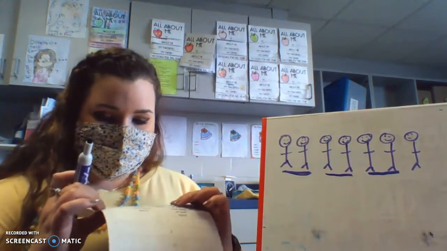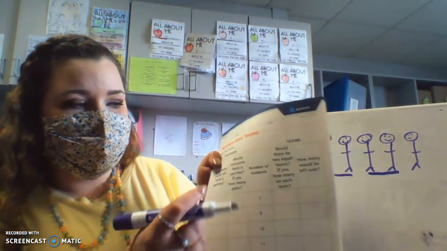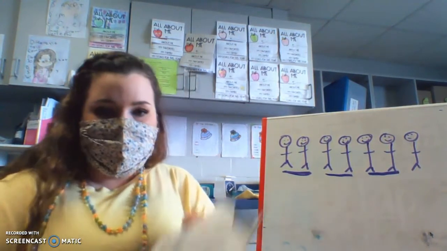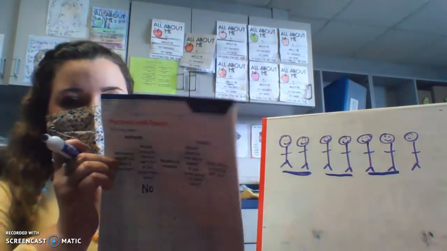So in that space where it says, would everyone have a partner? If yes, how many pairs? Well, does everyone have a partner? No. So we are going to write no in that box. N-O. No.